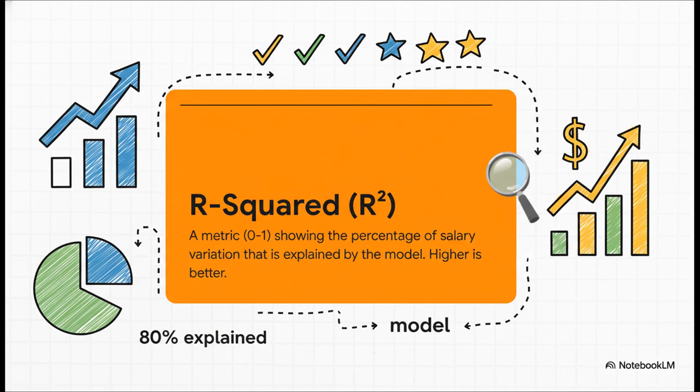Another really common way to grade your model is a metric called R². Just think of it as a score from 0 to 100%. It tells you how much of the difference in people's salaries can actually be explained by the factors in your model, like experience and education. So an R² of, say, 80% means your model explains 80% of the salary variation. A higher score seems better, right?